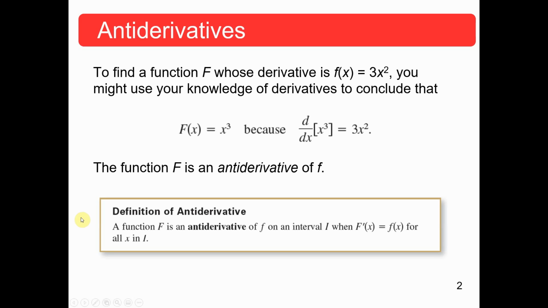And this video is about antiderivatives. So, here we go. We want to find a function, a capital F function, whose derivative is little f. Okay, so little f is 3x squared. We want to find basically the function who gives us that derivative.